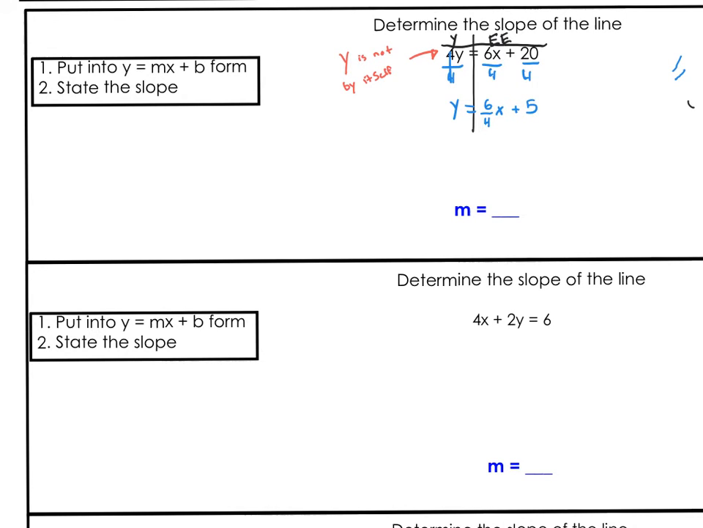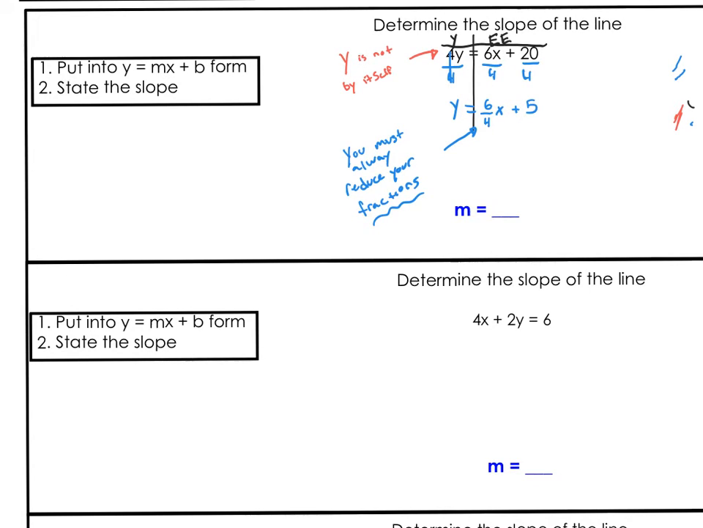So you might be looking at this and say, hey, well, now y is by itself. All right, it's all by itself, so we know the slope is 6 over 4. But you are not done because there's an important key point here. And I'm going to write this also for you. You must always, and I said this last time, you must always reduce your fractions.